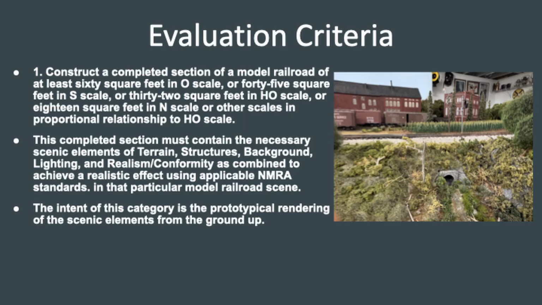The evaluation criteria, we talked about the spacing on it, the size of it. It's pretty much based off of a 4x8 for HO scale. O scale, it's going to be a little bit more. N scale, it's a little bit less. If it's the modulars, you've got to figure a typical module is 2x4, right?